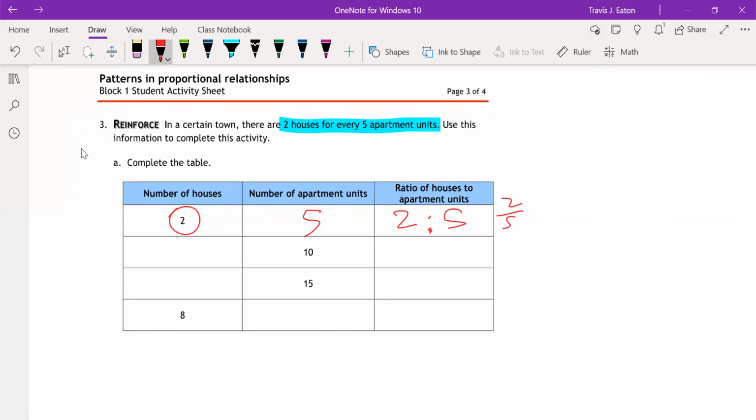But what if there are 10 apartment units? How many houses would there be? That's an excellent question, wouldn't you say? How can we find that out? Well, it appears that might be a question that would have to wait until tomorrow because we don't have enough time to finish this lesson today. So we will continue the lesson in the next video and in the next class section.